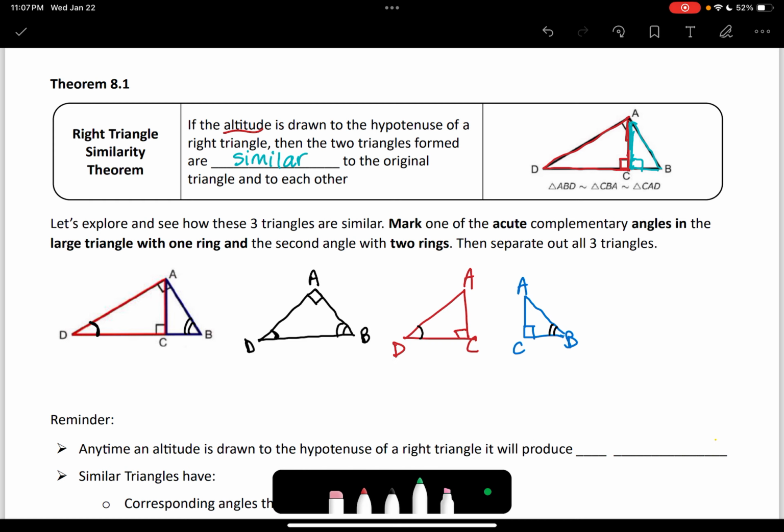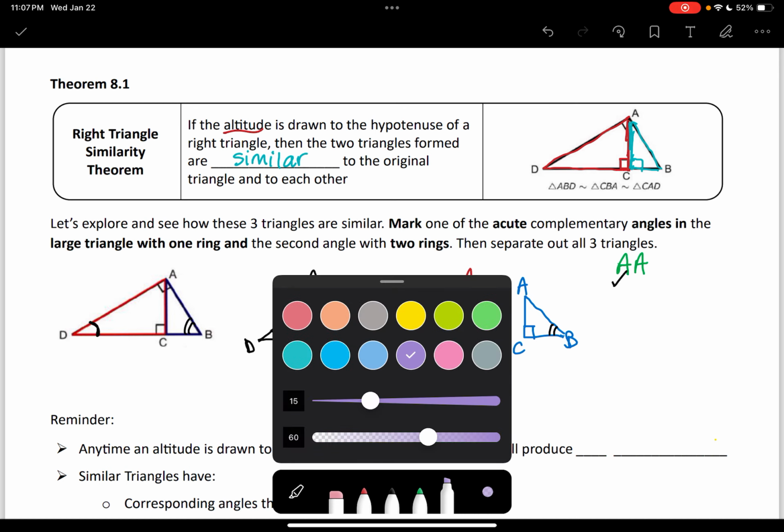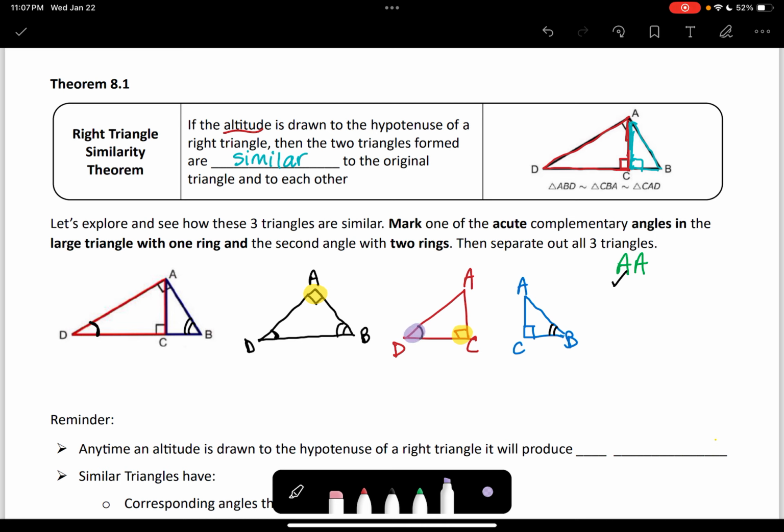One of the theorems that we looked at in chapter 7 was that we can prove that 2 triangles are similar by angle, right? So if you take a look here, what you'll end up noticing is that the black triangle and the red triangle both have a right angle, so that takes care of one angle pair. And they also happen to have a second pair of congruent angles, which would be the one with one ring, right? So these are congruent by angle, angle, right?